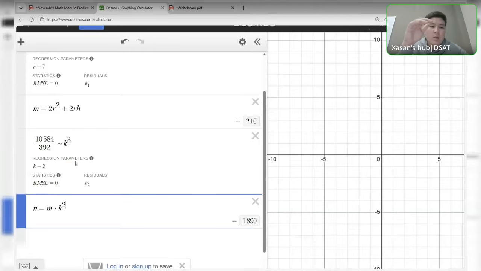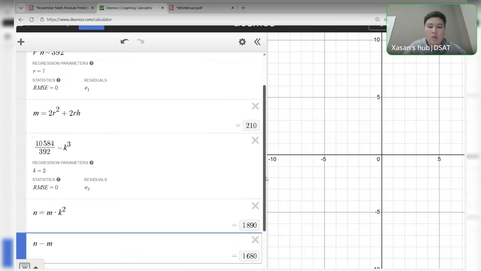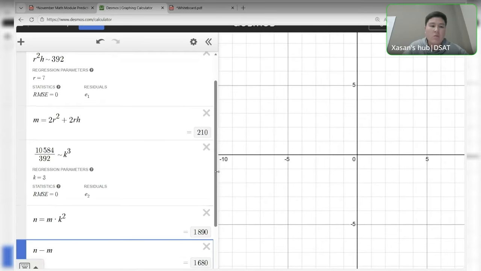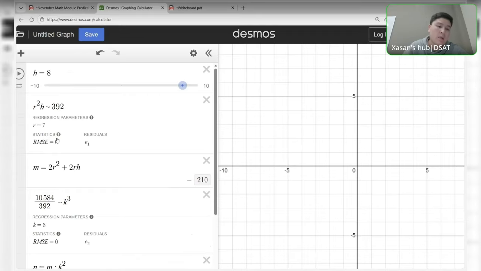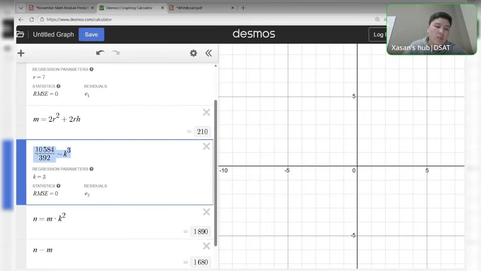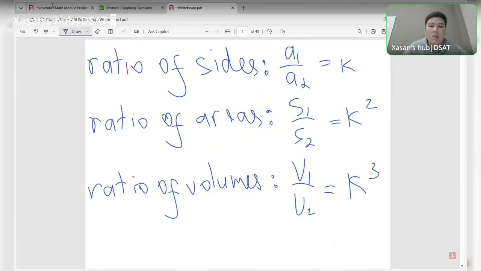1890, guys, 1890 is the surface area of the second right circular pyramid. That's all. And now the question is asking n minus m. So the final answer is 1680. That's all, guys. This is the way to solve the question. First of all, find the radius and then the similarity ratio, which is k, and use the ratio. Use this concept, and then you can get the answer.